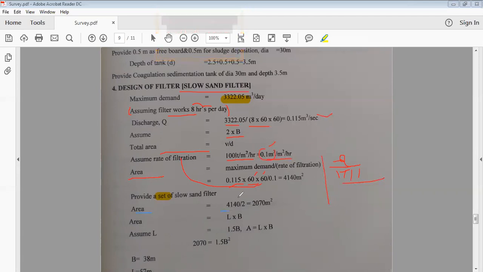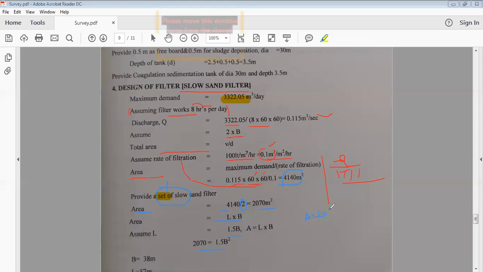But as you know, we provide a set of slow sand filters. Why? If one filter doesn't work, one will work as a standby. So that is why the total area which it is filtering now, we divide it by 2, means we are providing 2 units. If one doesn't work, one we can use. So once we know the area, you just know the ratio, divide it, you will get the length into breadth. Right? You know area is equal to length into breadth.